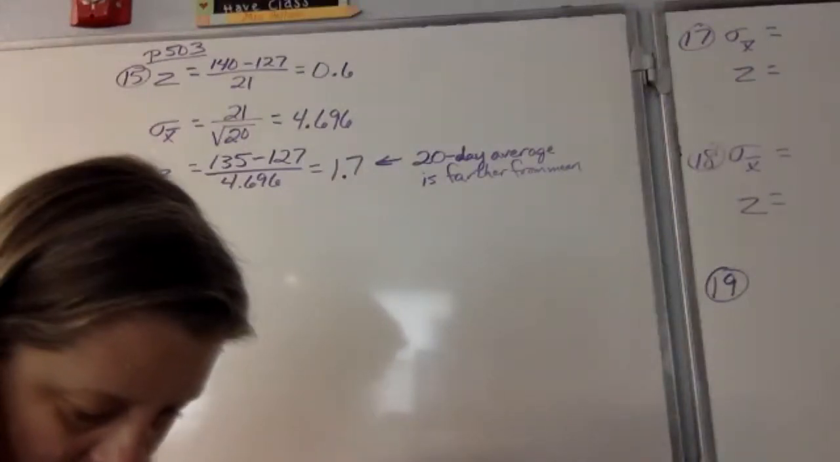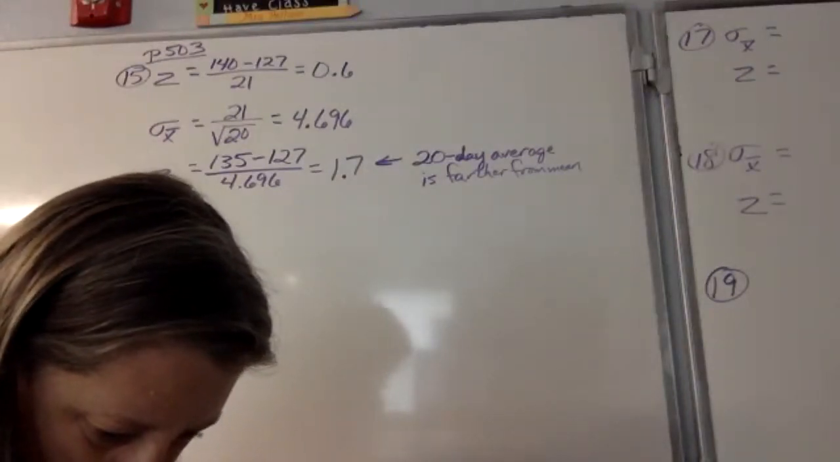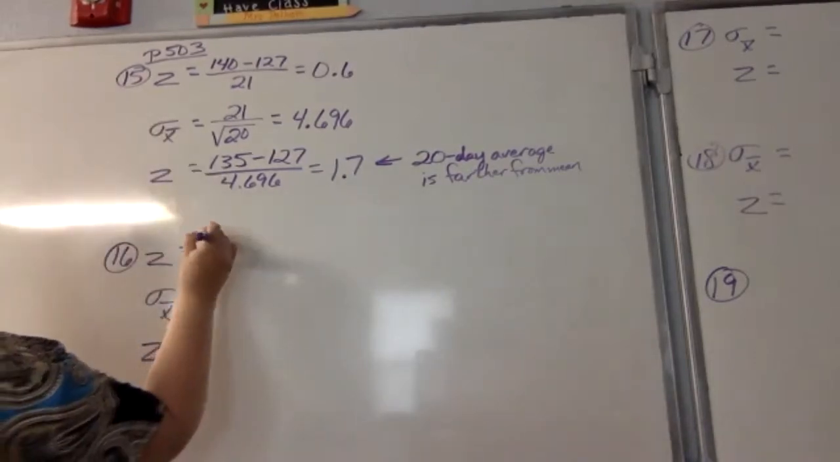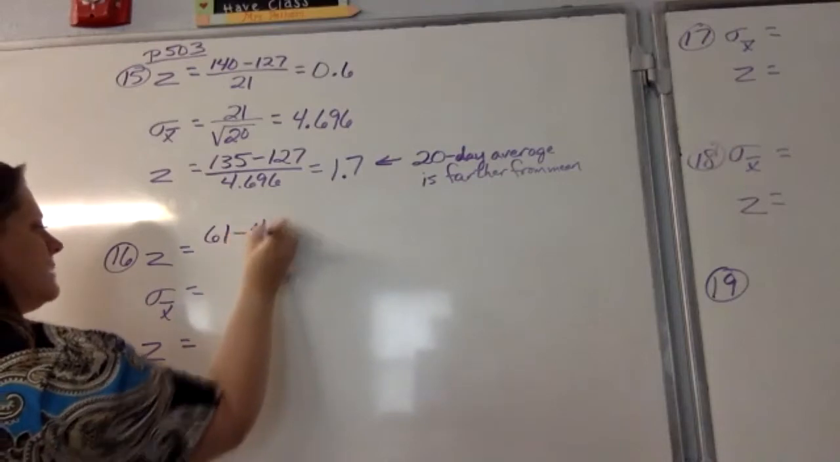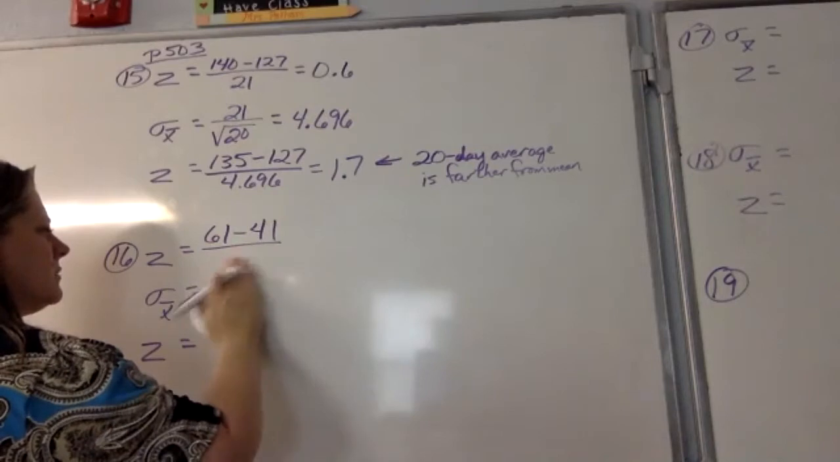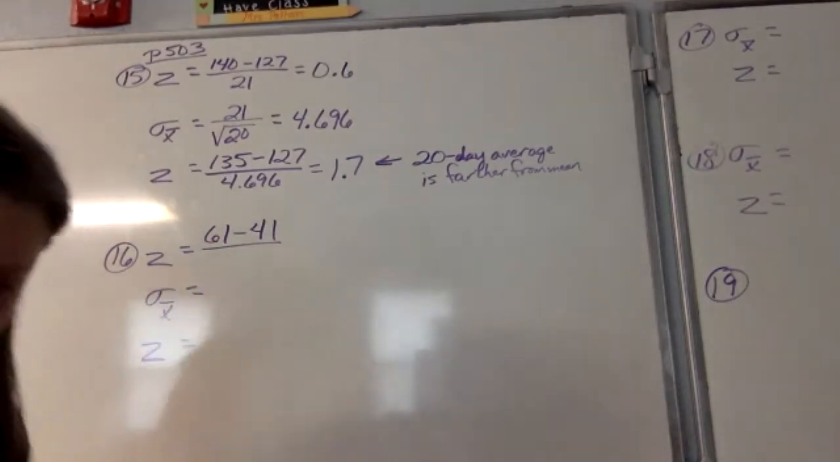That person was there for 61 minutes. So you have 61 minus the mean of 41 over the standard deviation, which was 13.